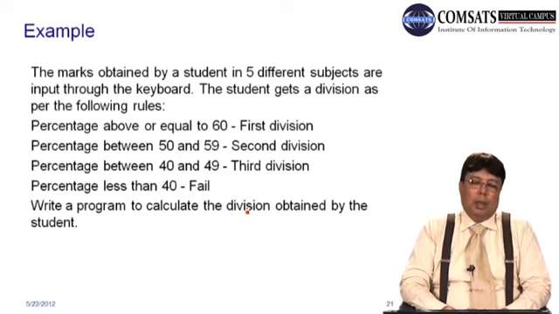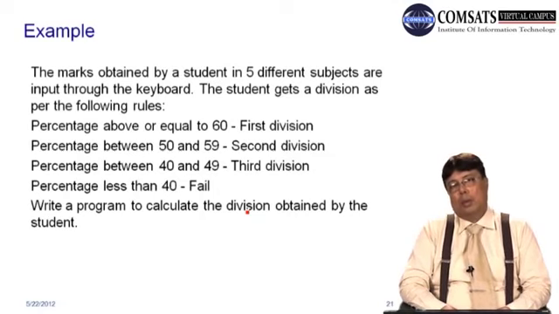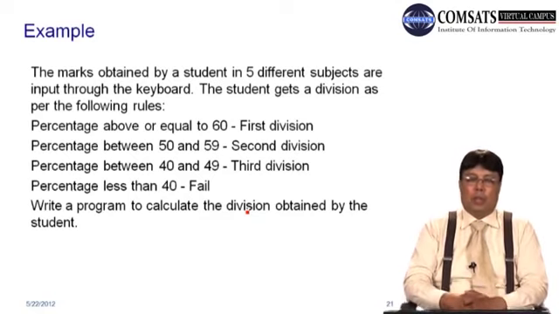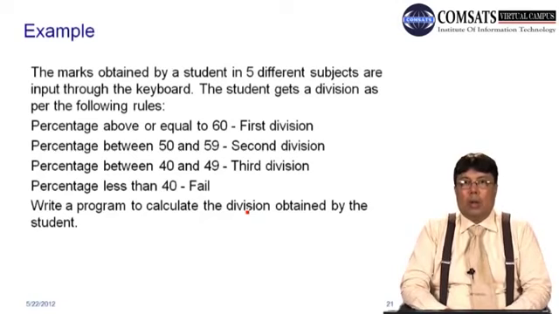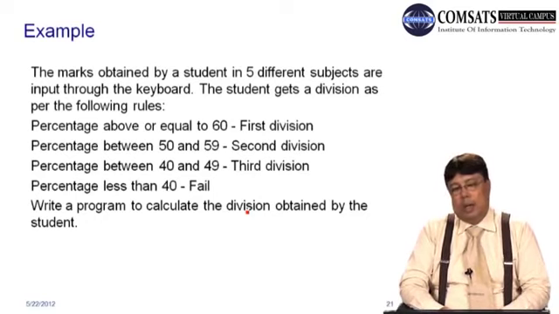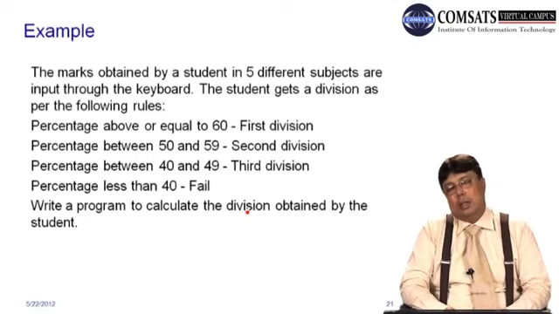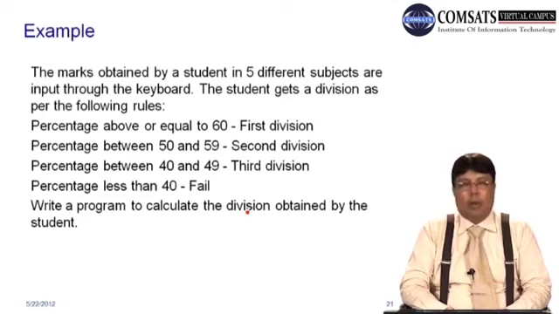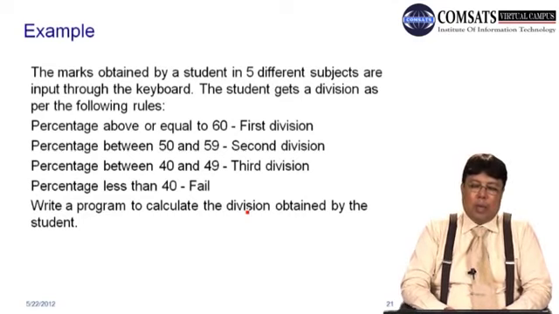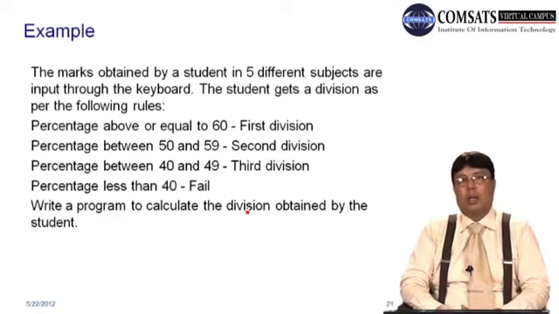Example: the marks obtained by a student in 5 different subjects are input through the keyboard. The student gets a division as per the following rules. If the percentage of the student, or the average of the student, is 60 or above, then it is first division. If the percentage is between 50 to 59, it is second division. If the percentage is between 40 to 49, it is third division, and less than 40 is fail. Write a program to calculate the division obtained by the student.